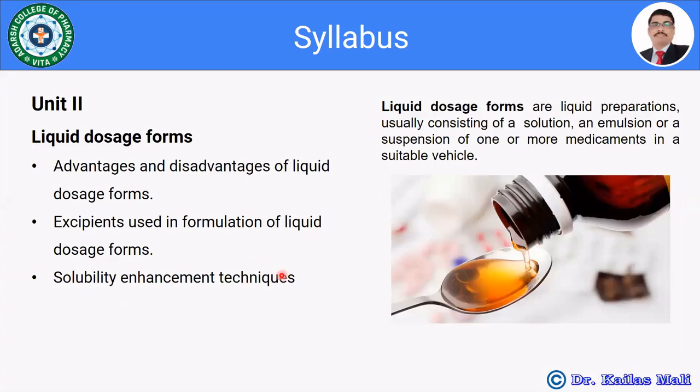The next part in unit 2 is the liquid dosage form. Simply the term liquid indicates that whatever the formulation or dosage form is, it is liquid in nature. These are liquid preparations usually consisting of a solution, an emulsion, or a suspension of one or more medicaments in a suitable vehicle. For example, syrups, cough syrups. So cough syrups are categorized under the liquid dosage form.